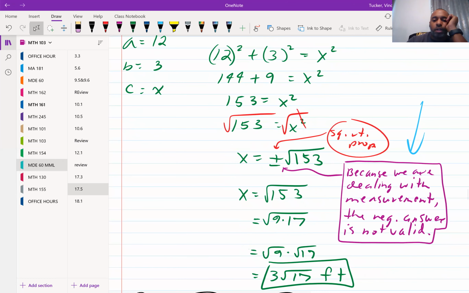Then I ended up breaking up the 153 into 9 times 17, took the square root of 9, which is 3, left the 17 under the radical. And so that is the most simplified way of expressing the answer. If they ask you for decimal, then all you had to do was do the square root of 153 in the calculator. But just pay attention to whatever MyMathLab asks of you.